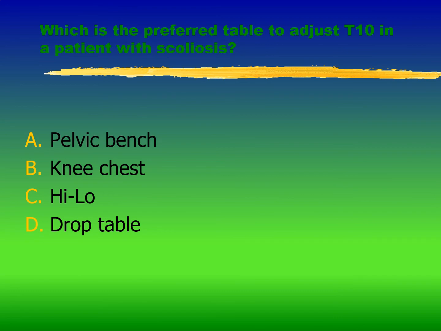This is a review question for you. Which is the preferred table to adjust a T10 in a patient with a scoliosis? Pelvic bench, knee chest, high-low, or drop table?